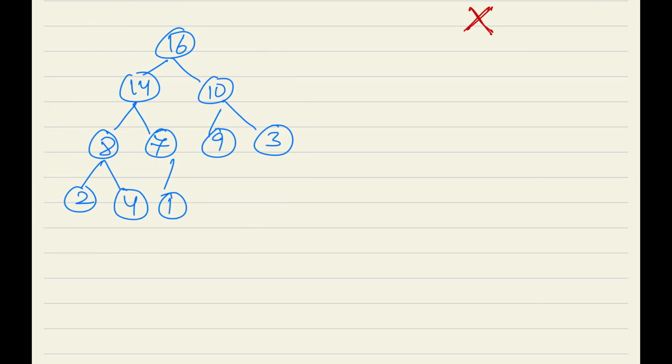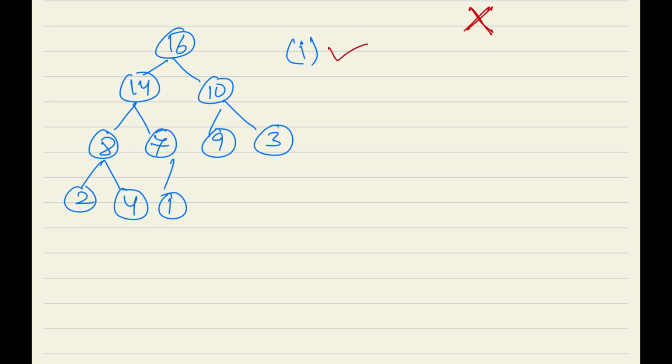So, the first condition we have to check is whether it is a complete binary tree or not. Here you can see this is a complete binary tree, because all the levels are full except the last level. The last level is this one, and it is filled from left to right. So, the first condition is satisfied.